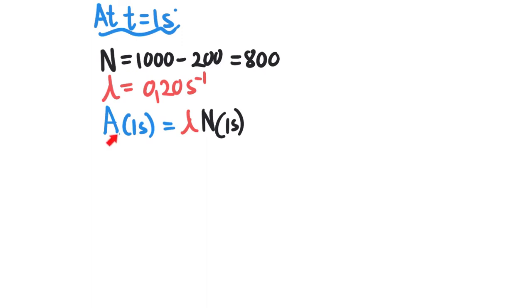So the activity at 1 second is going to be the decay constant, which is just that, it's constant for that material, multiplied by the number of undecayed nuclei at 1 second.